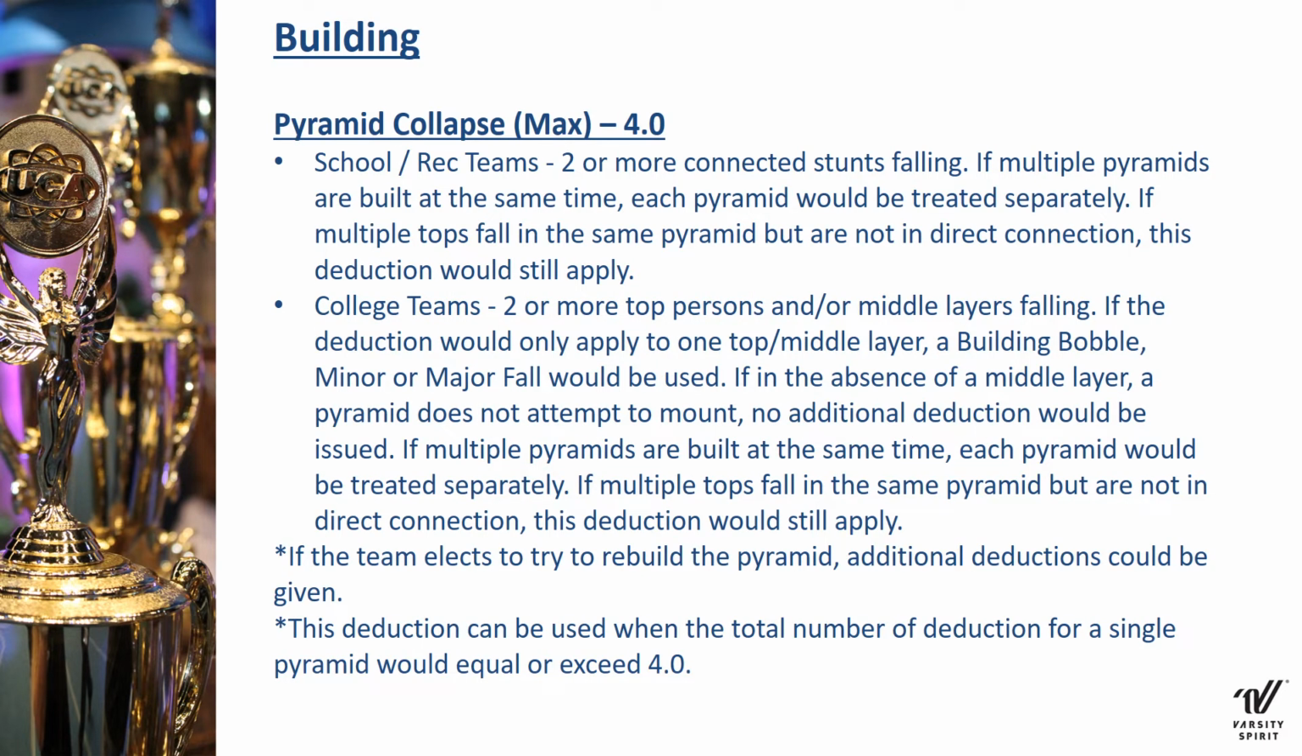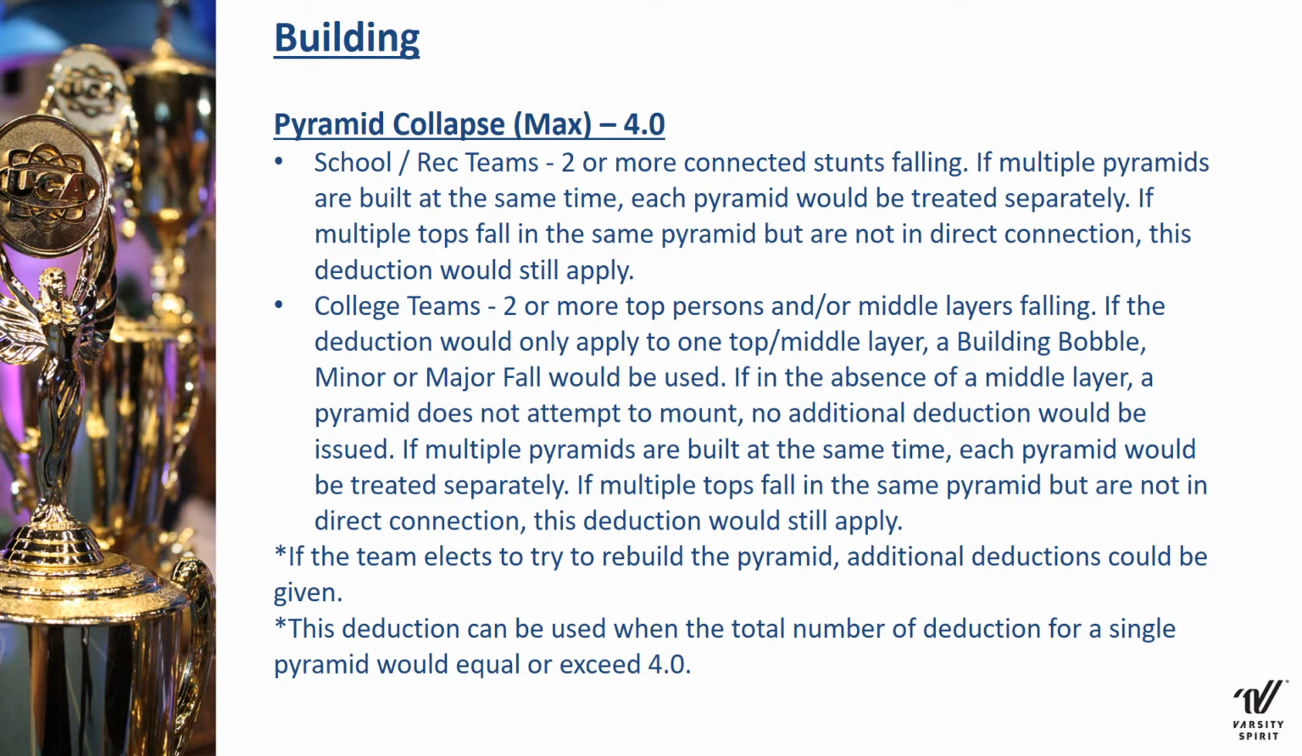Our final building deduction is a pyramid collapse worth 4 points. For school and rec teams, it's 2 or more connected stunts falling. If multiple pyramids are built at the same time, each pyramid would be treated separately. If multiple tops fall in the same pyramid but are not in direct connection, this deduction would still apply. For college teams, 2 or more top persons or middle layers falling.